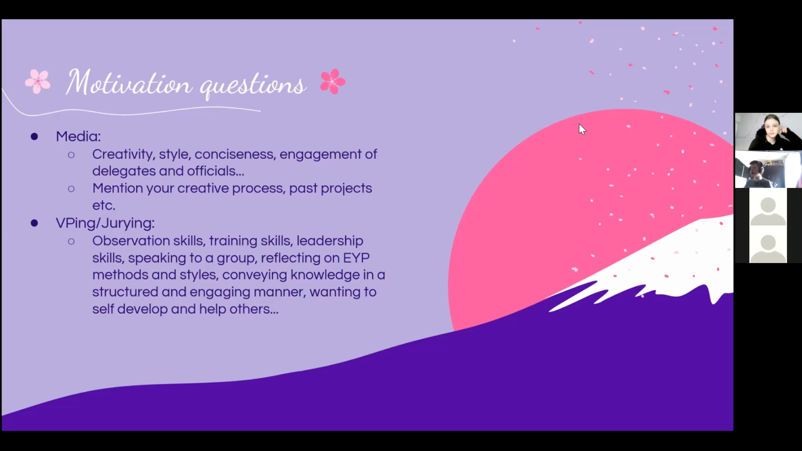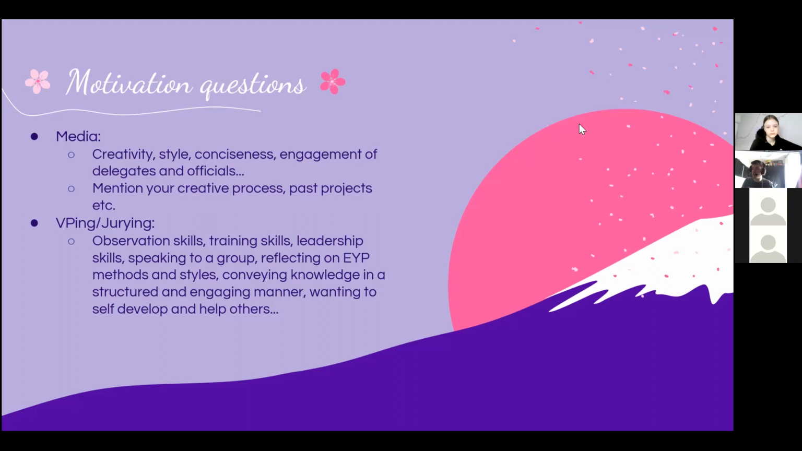For VPing or jurying, you could talk about observational skills, training skills, leadership skills. Again, those are all really good because for a VP, you might need to lead buddy groups. And if you talk about your leadership skills and you can show you're reliable and you're responsible within leading a team, that would be amazing. Speaking to a group as a jury or VP, you would need to speak to bigger groups. Reflecting on EYP methods and styles. So yeah, maybe for a VP app, you could talk about when you were chair, all the different chairing styles you had done. And even as a jury, you could talk about that to show that you understand how those chairing styles relate to the delegates as a jury and how it could affect their performance, etc.